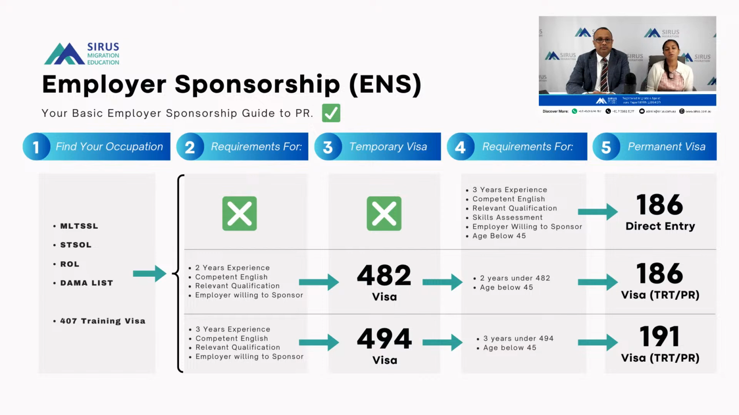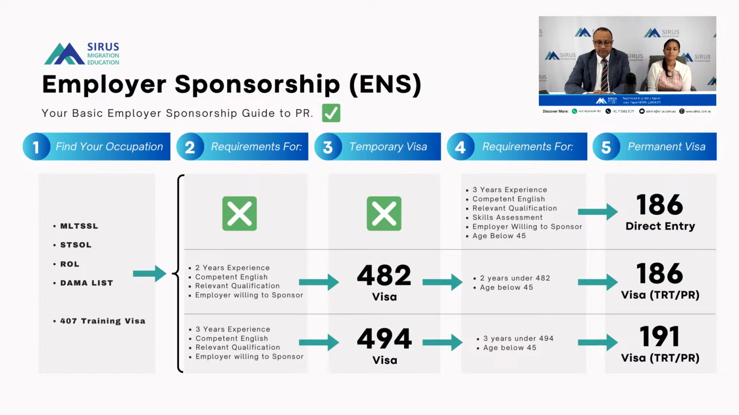If you work for the employer before you even get the 482, some clients ask us, can we count that time towards the 186 TRT? Unfortunately, the answer is no. You have to hold the 482 and then work for the employer for 2 years. Good question. 186 is the employee nominated permanent residency pathway. 186 has 2 streams: 186 direct entry and also 186 transitional. We also call it temporary resident transition, TRT. So depending on your occupation, we can pick whichever is suitable.